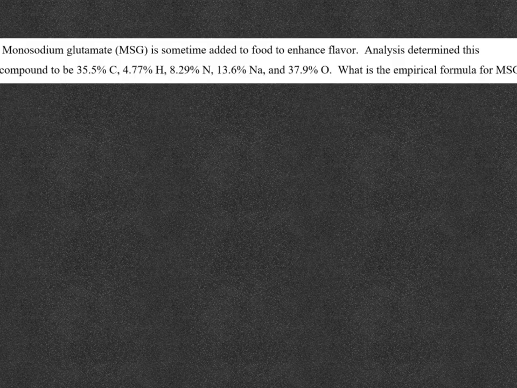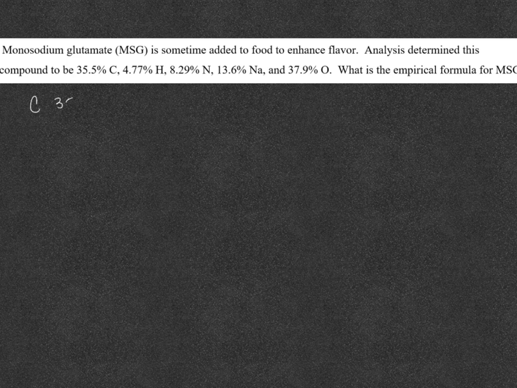All right, here we're trying to get an empirical formula for MSG. Now, whenever you're doing empirical formula, I recommend you just memorize the little poem so that you know those main steps that you need to take. So percent to mass to moles, divide by smallest, multiply till whole. Now here we have a percent. So what we're going to do is change the percent values to grams.